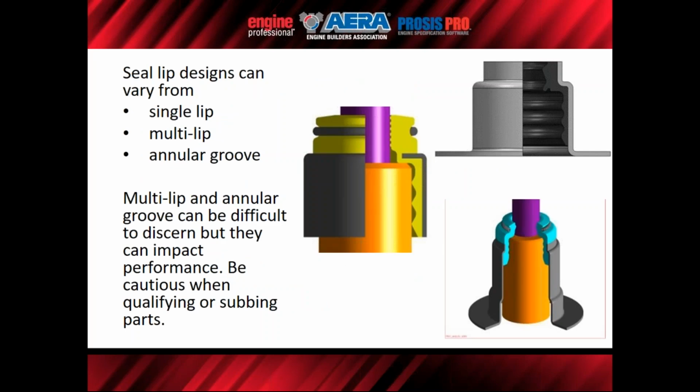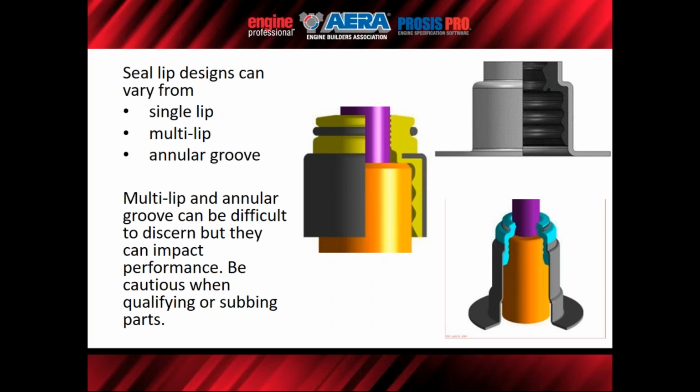Seal lip designs can vary from single lip, which is probably the most common. You have multi-lip and annular groove. Multi-lip and annular groove can be very difficult to discern, so you have to be really careful if you're going to qualify a seal. A good example would be series Cummins. An over-the-road application may have a different lead in that annular groove than a marine application.